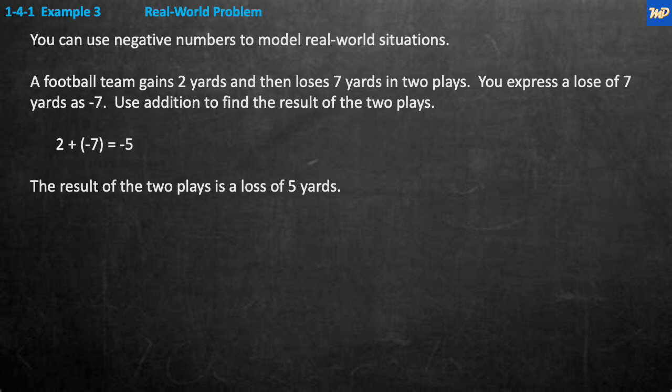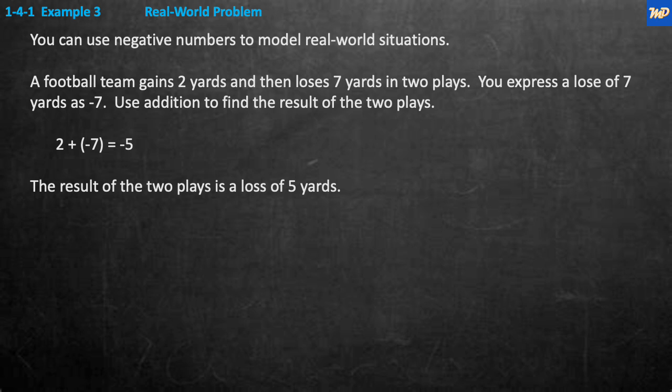Okay, example 3, it's a real world problem. You can use negative numbers to model real world situations. A football team gains 2 yards and then loses 7 in 2 plays. You express the loss of 7 yards as negative 7, right? That's how you show you lost 7. Use addition to find the result.